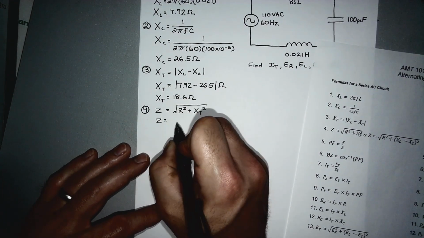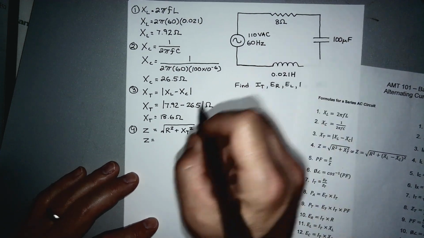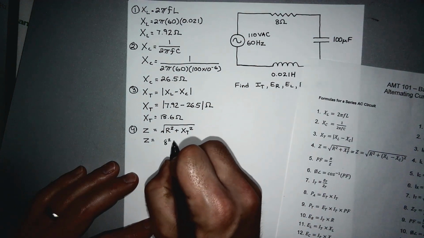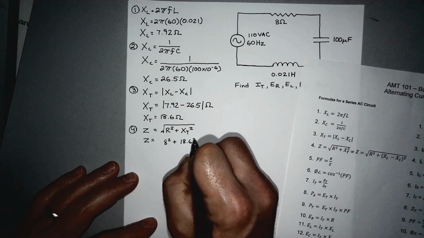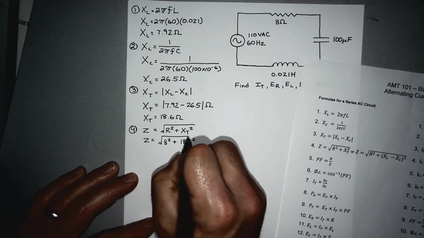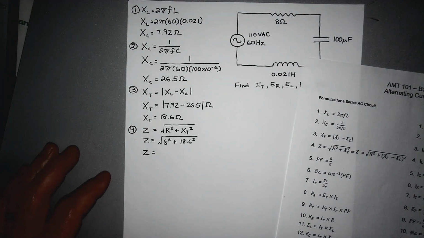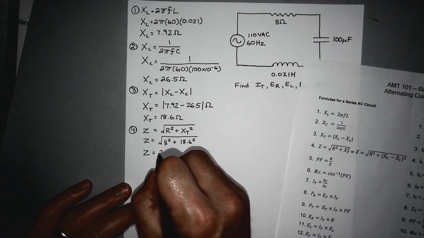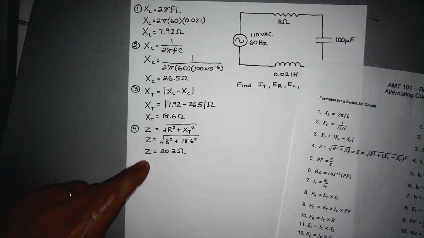And so Z, our resistance here, is 8 ohms. So it's going to be 8 squared plus X sub T squared, which is 18.6 squared, and then we're going to take the square root of that. And if we punch that into the calculator correctly, we end up with 20.2 ohms. Okay, so what does this Z represent?